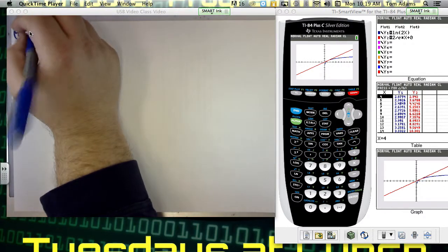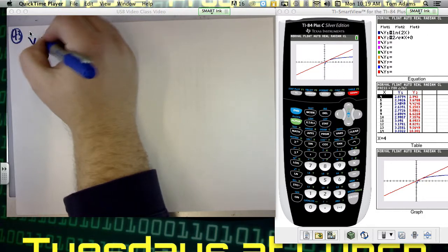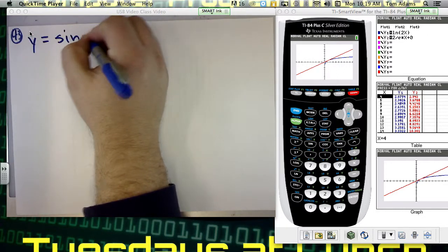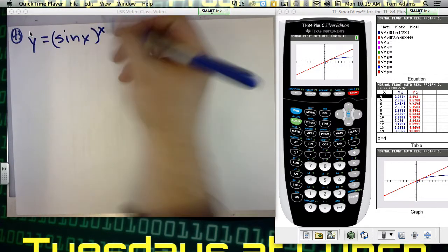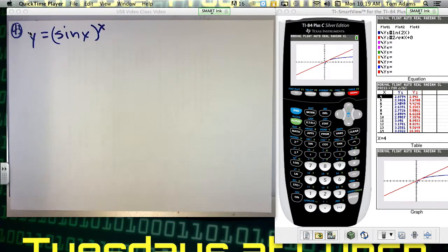So for problem number 43, we've got y equals sine of x raised to the x. All right. So now when we look at this one, you might think to yourself, this is an exponential function. We could use the exponential rule. The exponential rule is kind of an easy way to do this. Well, it's not easy. There isn't an easy way to do this. They're all difficult, but there's 3 different ways you could do this.